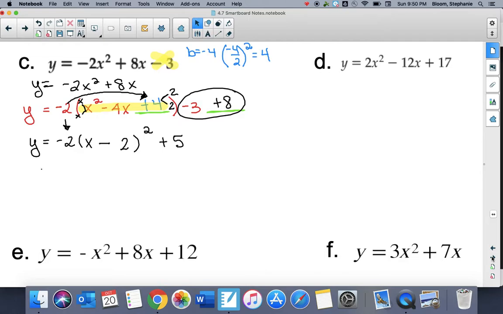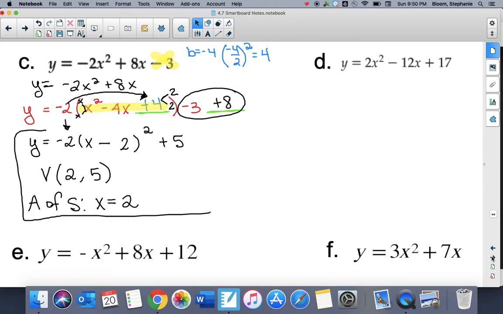My vertex would be 2, comma, remember the negative is always there, so it's just the x-coordinate is 2, and the y-coordinate would be 5. And my axis of symmetry would be x equals, and that's the x value of my vertex, which is 2. And there would be my answers. Okay?